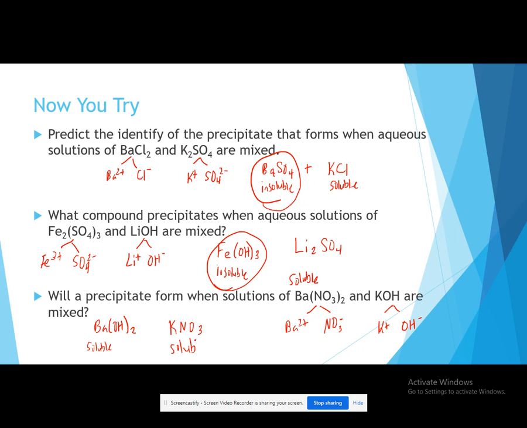Notice here that I have no insoluble, so no precipitate will form. No precipitate will form would be my answer. So no reaction can happen.